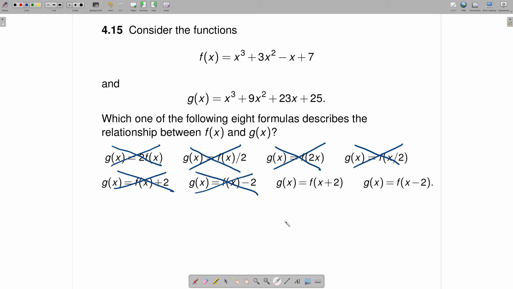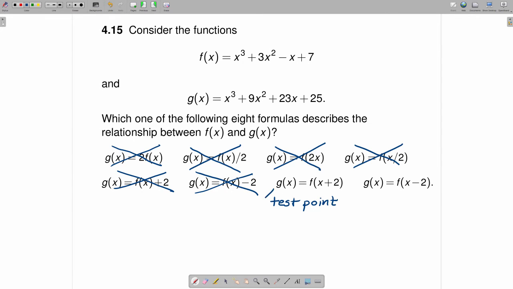And now we're down to 2 of them that remain. G of x is equal to f of x plus 2, and g of x is equal to f of x minus 2. Well, one way of working this is to plug in x plus 2 into f of x and see if when I simplify that expression, it simplifies to this. But that's a lot of work, plugging x plus 2 and cubing x plus 2 and then squaring it and putting it in here. That's a lot of work. Another thing you can try is a test point.